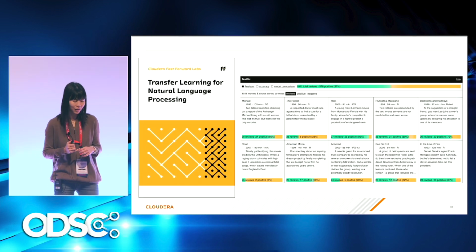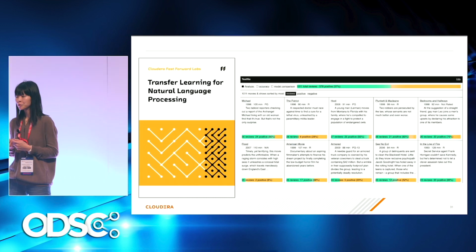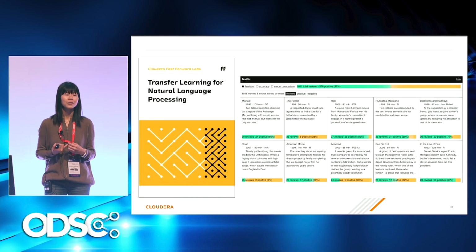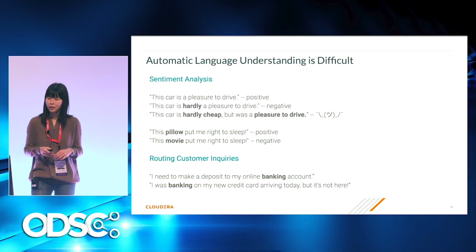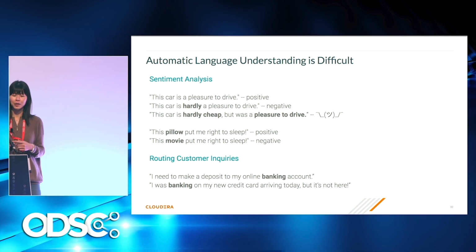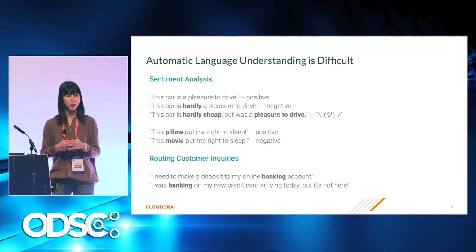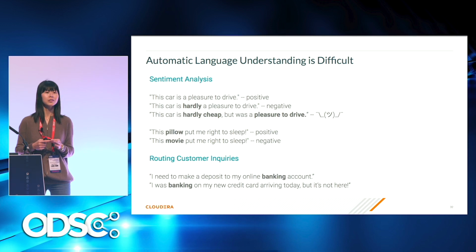Transfer learning is obviously one approach that you could use to learn with limited label data. I think many of you might be familiar with transfer learning for images, but transfer learning for languages has only been recently made possible. Automatic language understanding is difficult. For a machine to be able to do sentiment analysis, it has to get all these things right. The first sentence, this car is a pleasure to drive, it has to recognize that it's positive. The second sentence, this car is hardly a pleasure to drive, it has to understand negation, and it has to know that this is negative.